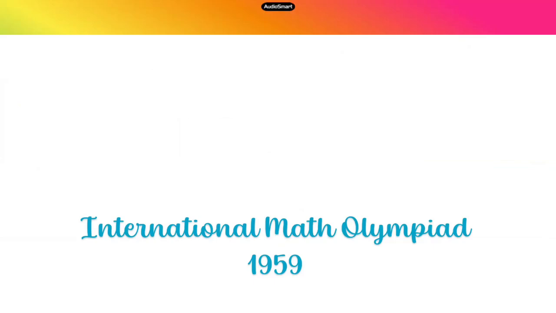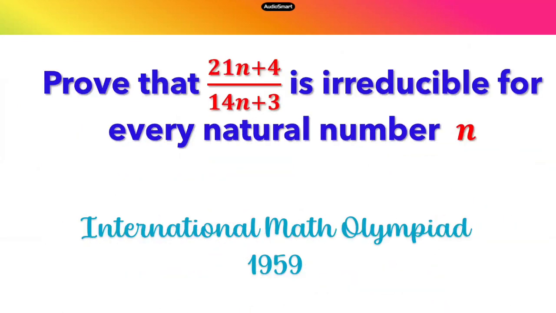Welcome to my lecture. Today we are going to discuss International Mathematics Olympiad 1959. We'll solve one problem: prove that (21n + 4)/(14n + 3) is irreducible for every natural number n. First, we'll recall some basic requirements for this question.